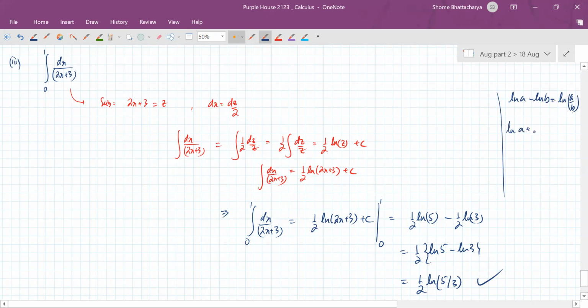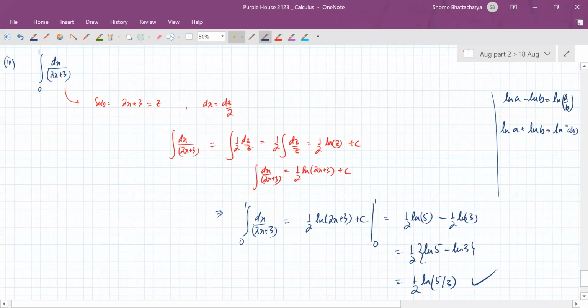Just like we also have the property that ln a plus ln b is ln of the product of a and b. And one more property that we have is ln of a to the power n is n times ln a.